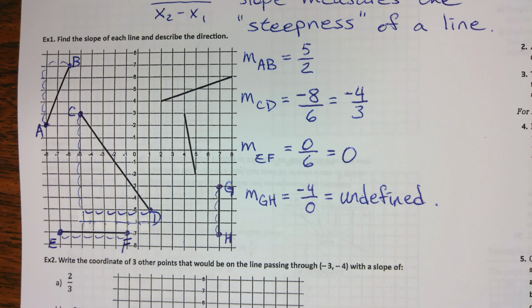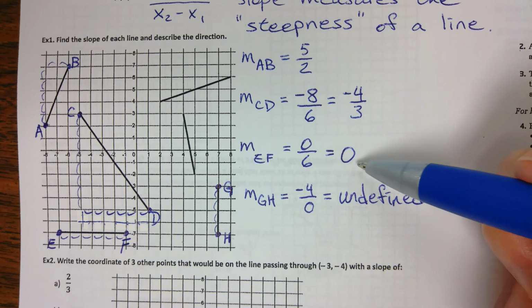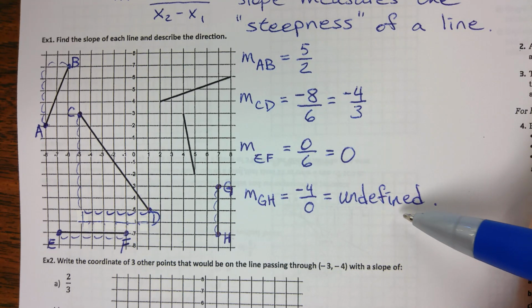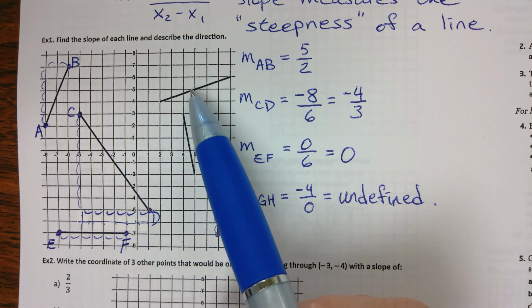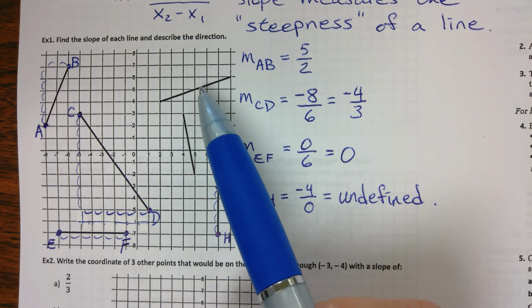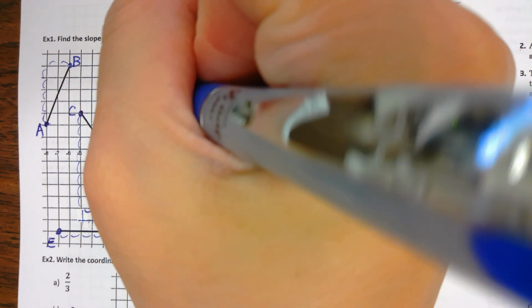Okay. So those are your 4 types of slope: positive, negative, 0, and undefined. You can only have 4 types of slopes. It has to be one of these 4. So looking at this direction, is this a positive slope or negative slope? Good.